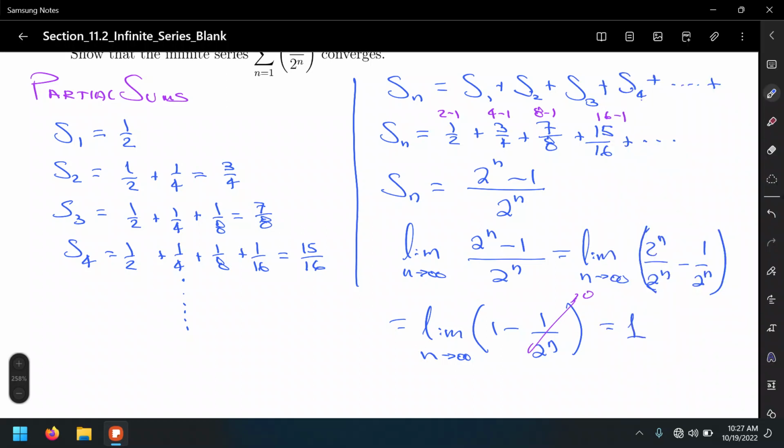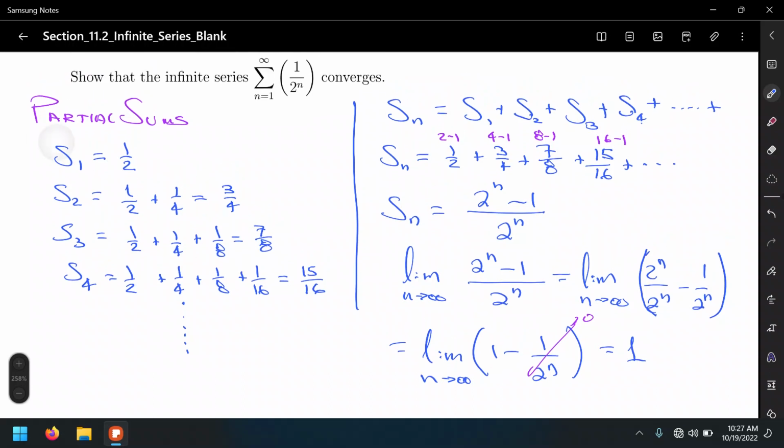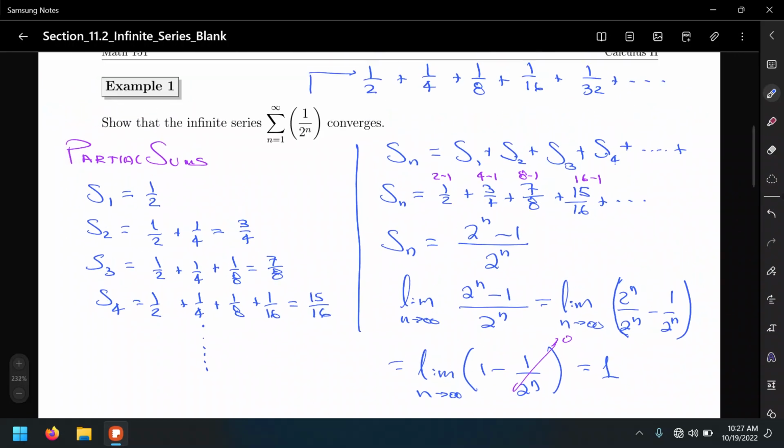What does that result mean anyway? This is the result of adding 1 over 64 plus 1 over 128 plus 1 over 256, plus infinitely many terms. This is equal to 1.